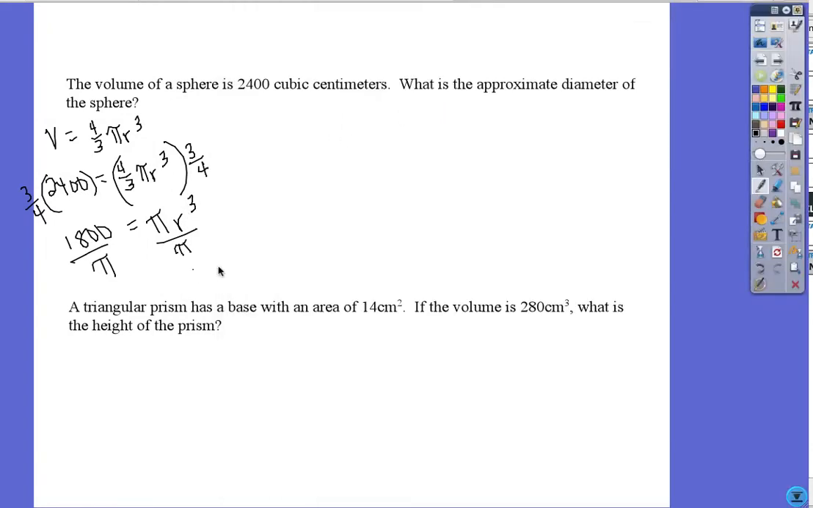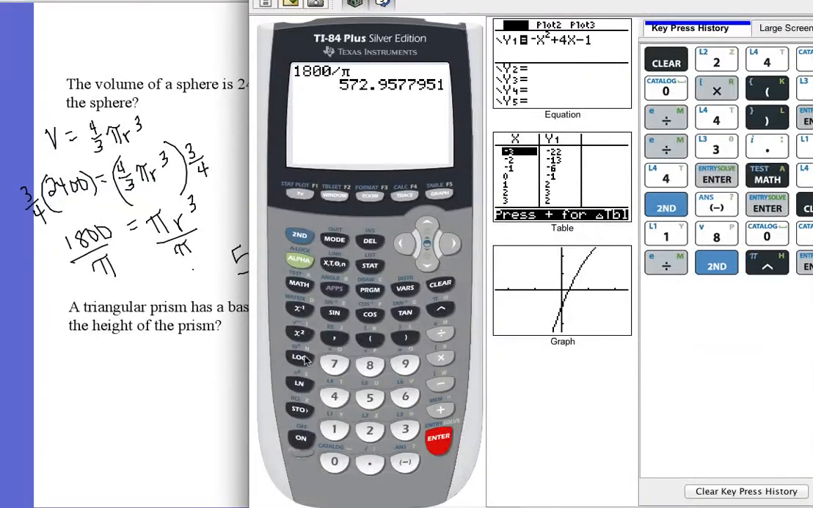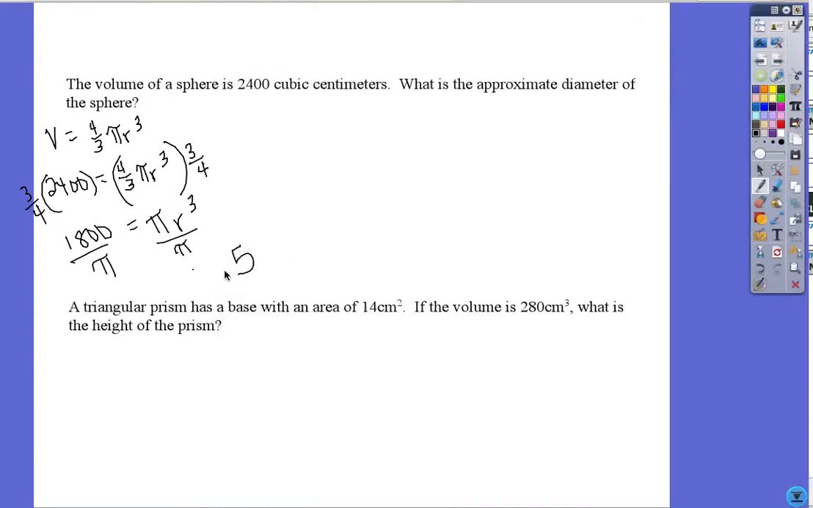However, I had, what was that, 572.96, let's say. 572.96 is radius cubed. However, how do I undo cube? I do the cube root. So just like we undid square with a square root, I can undo anything to any power by making the index of my radical, remember this number here is our index, whatever the power is that it's raised to.